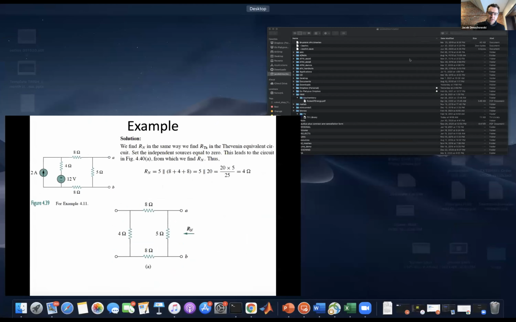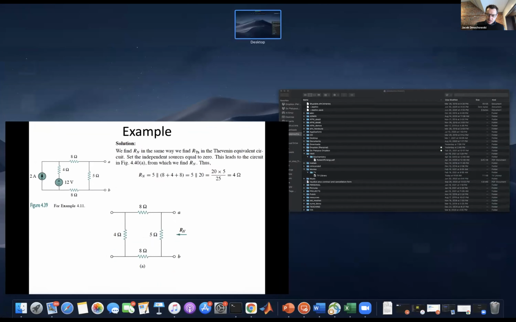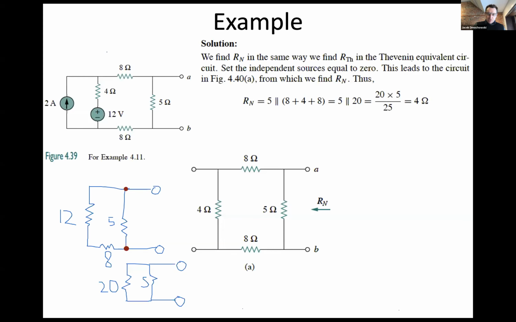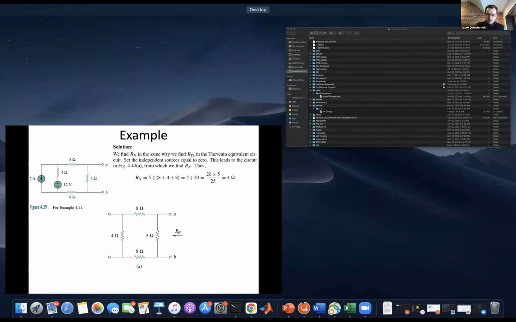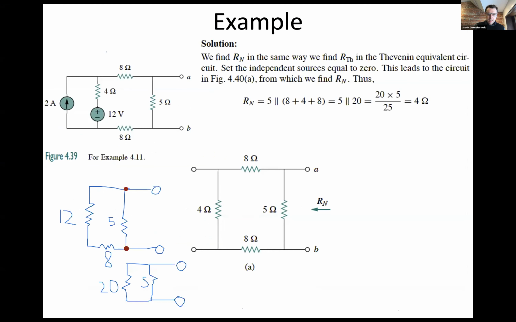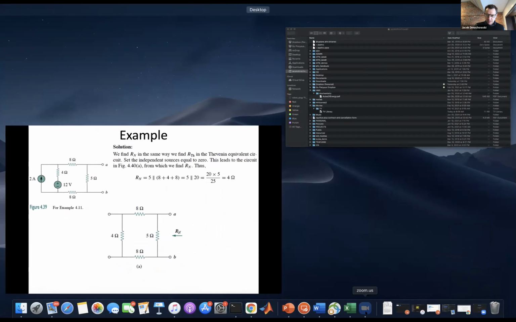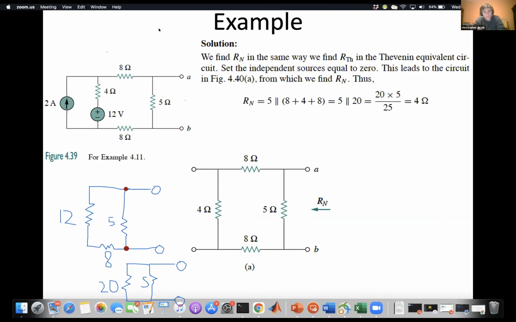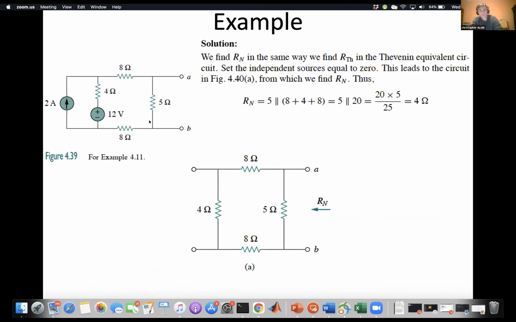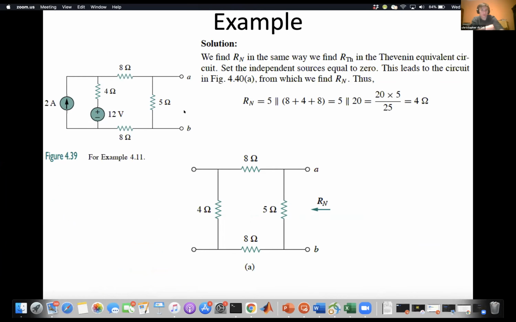Sorry, I've lost my cursor. Give me just 1 second. You disconnect them when, how do I do this again? Oh, that didn't work. Okay. To find the Norton resistance. Yeah, to find the Norton resistance.